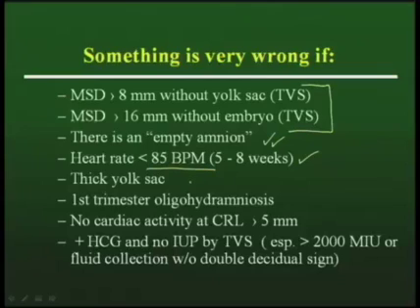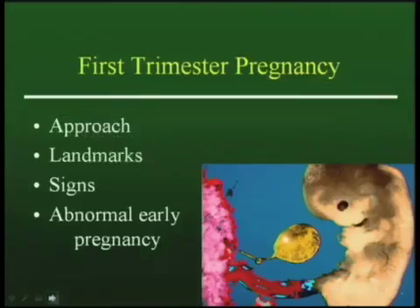If you see a thick or calcified yolk sac. If you see evidence of first trimester oligohydramnios, or very little fluid around the developing embryo. If you have no cardiac activity and the crown rump length is 5 millimeters or greater, the chances of having a viable pregnancy are vanishingly small. And finally, if you have a positive beta HCG and no intrauterine pregnancy is evident by transvaginal imaging, especially if that HCG level is 2,000 milli-international units or greater, then the possibility of ectopic pregnancy becomes very high and something to be considered seriously. So that is an overview of first trimester pregnancy.